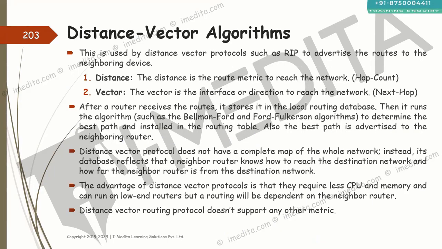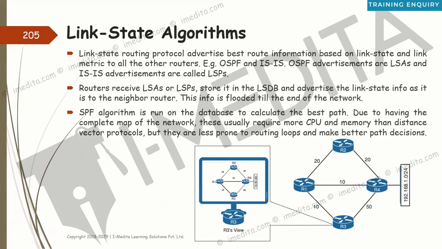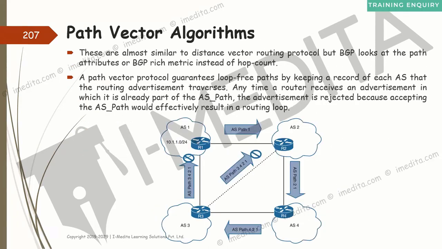Protocols such as RIP use the distance vector algorithm, EIGRP uses the DUAL algorithm, OSPF and IS-IS use the link state algorithm, and the BGP protocol uses the path vector algorithm to decide the best path and also to prevent any potential loop that can be there. Any doubts, anyone, let me know.